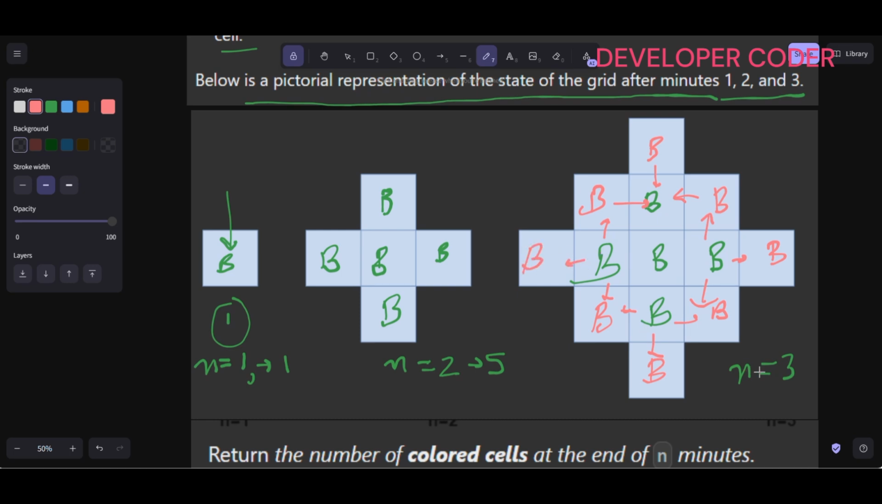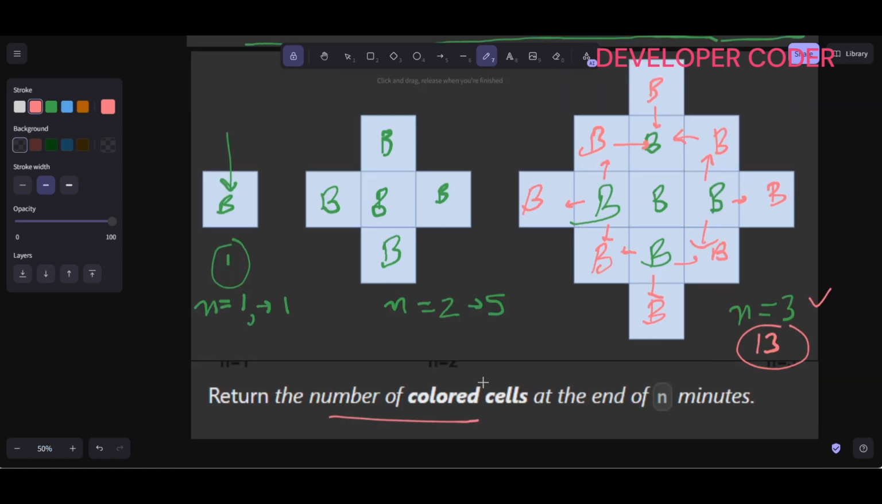So at n is equal to 3, my output is here. See here, total 5, 6, 7, 8, 9, 10, 11, 12, 13. So n is equal to 3, we have 13 as output. We have to just return the number of colored cells at the end of n minutes. So we have one n value given to us, and for that n we have to return the output.